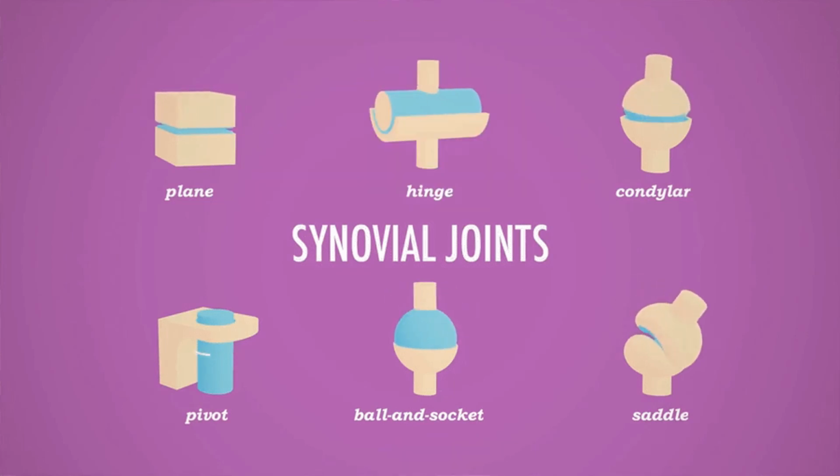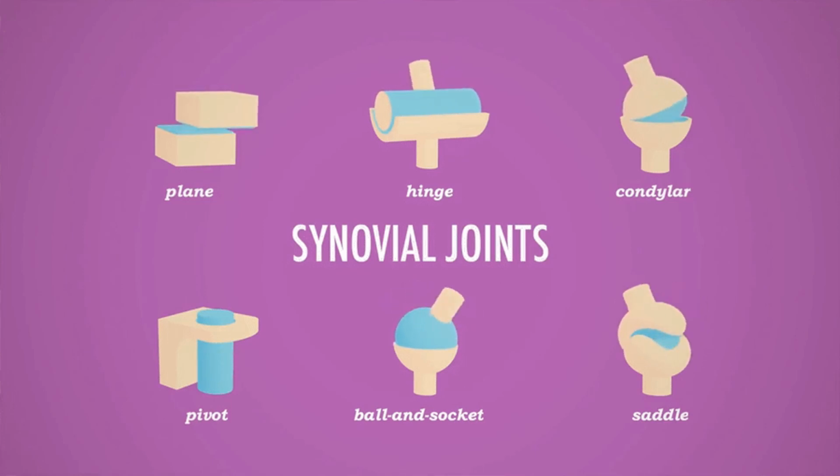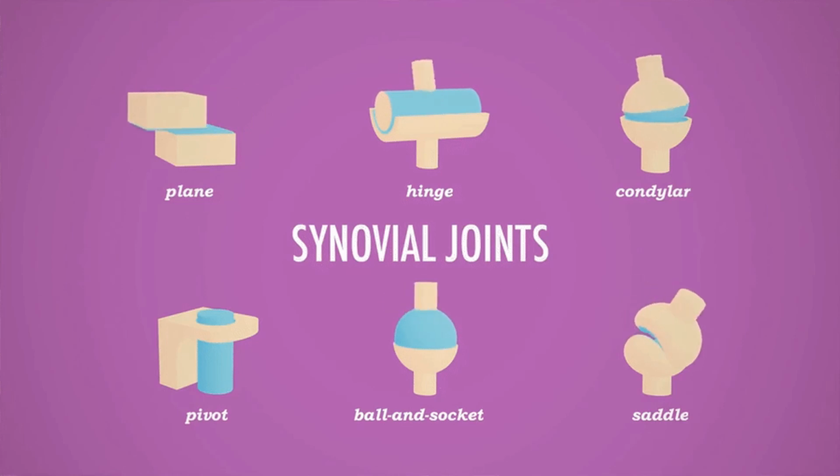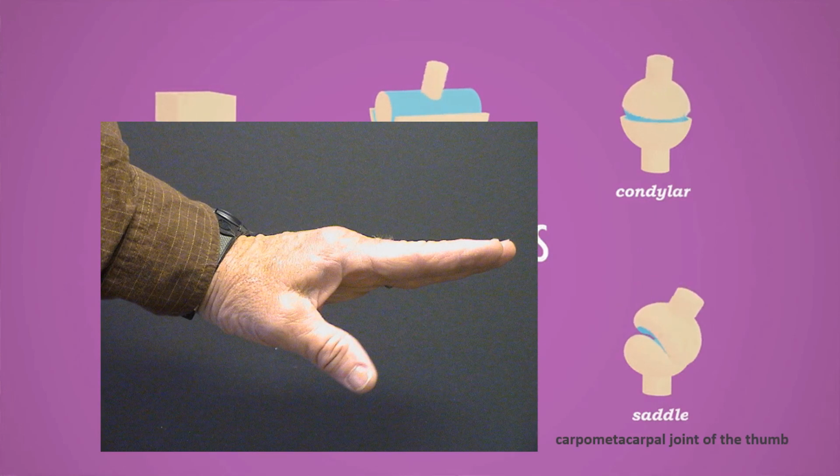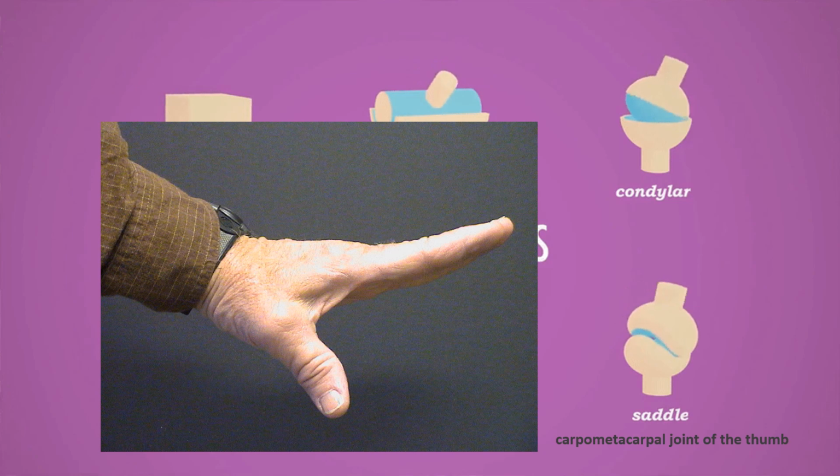In saddle joints, the articular surfaces are reciprocally concavo-convex and resemble a saddle on a horse's back. These joints permit flexion, extension, abduction, adduction, and rotation. The best example of this type of joint is the carpometacarpal joint of the thumb.